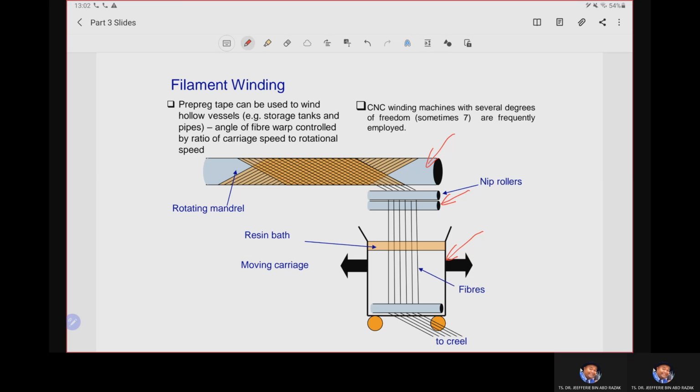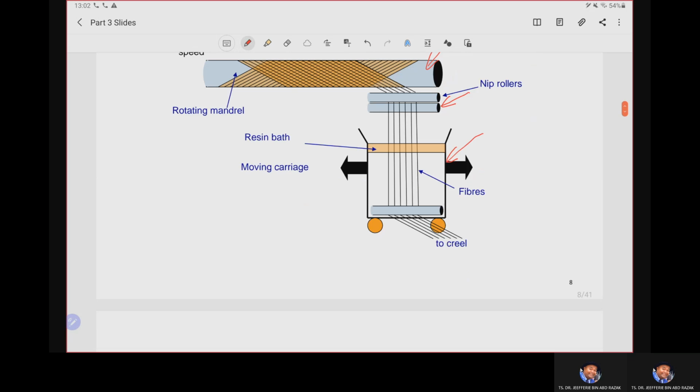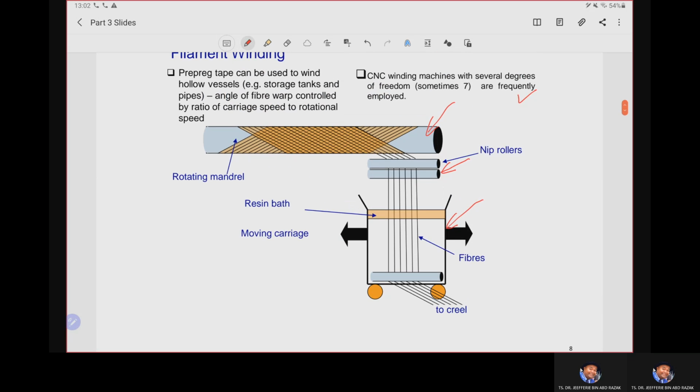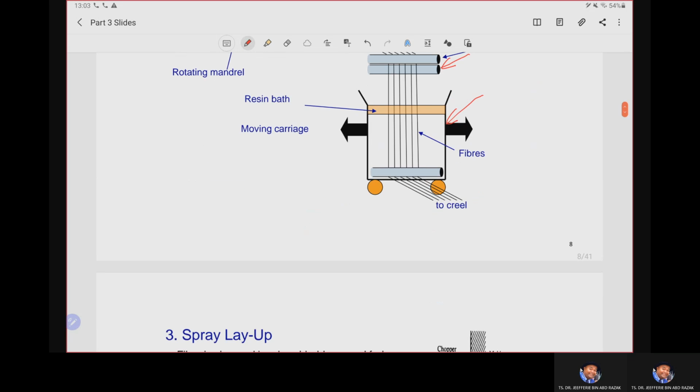Due to the automation nature of this method, we can employ CNC winding setting. CNC, computer numerical control, sometimes has up to 7 degrees of freedom. Meaning to say, the direction of the winding can go up to 7 directions, especially for intricate and complex engineering product making. Some of the process variables related to this process are the angle of the fiber wrap, the ratio of carriage speed to rotational speed, and many more.